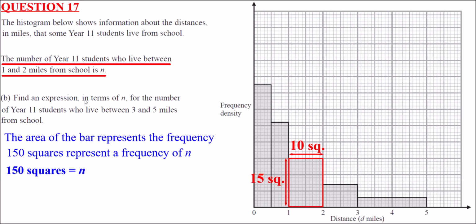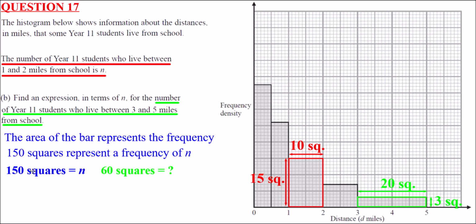But we want to find an expression related to n for the number of Year 11 students who live between 3 and 5 miles from school. Now between 3 and 5 miles from school is this end bar here. So if I highlight this in green and consider the area of that as well in terms of little squares, you can see it's 3 squares high and the total width is 20 squares. So if it's 20 by 3, that's a total of 60 little squares. So 60 squares is equal to what exactly in terms of n?